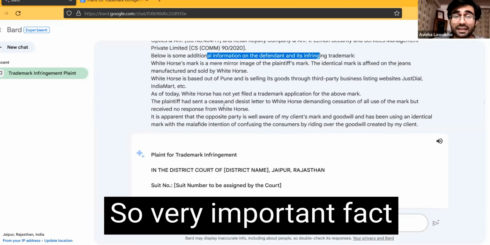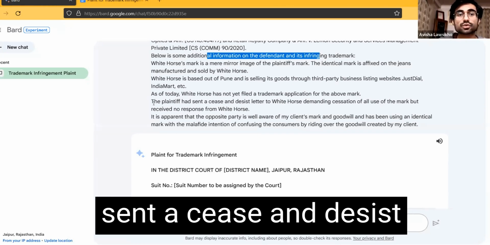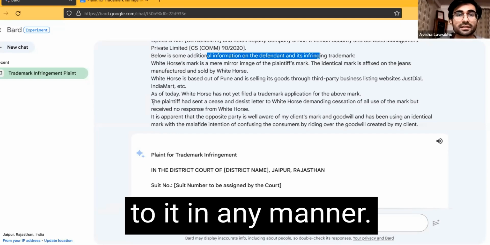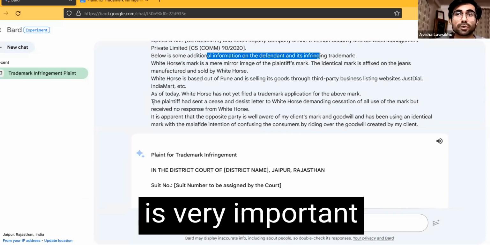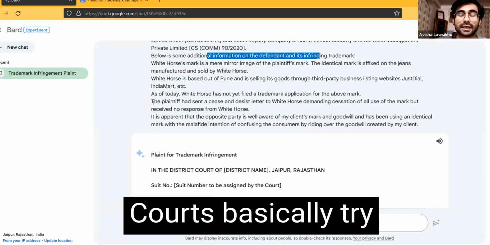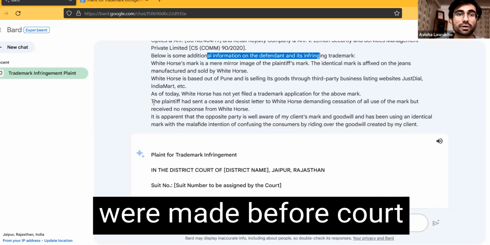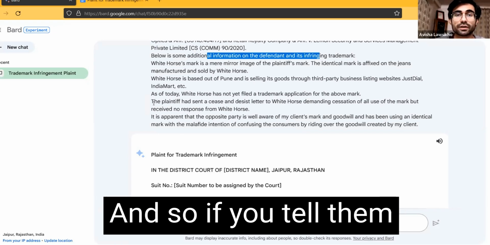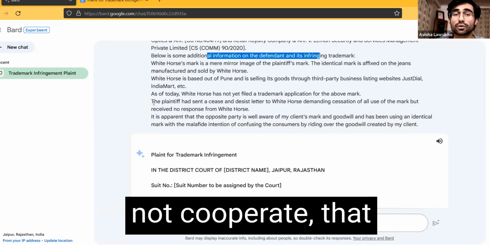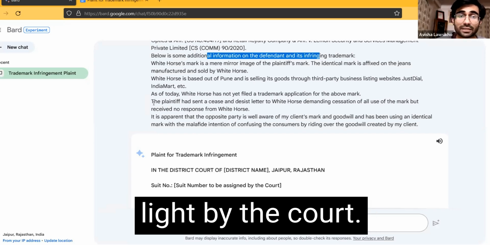trademark. So a very important fact that I added was that we, the plaintiff, have sent a cease and desist notice to the defendant, but the defendant has not responded to it in any manner. Including this information is very important because it can actually help build your case. Courts basically try and find if any attempts at settlement were made before the court was approached. And so if you tell them that, yes, we did try, but we failed because the defendant did not cooperate, that is something that is seen in a favorable light by the court.